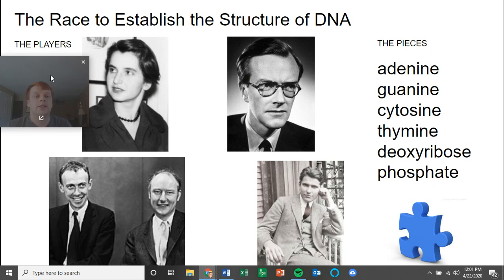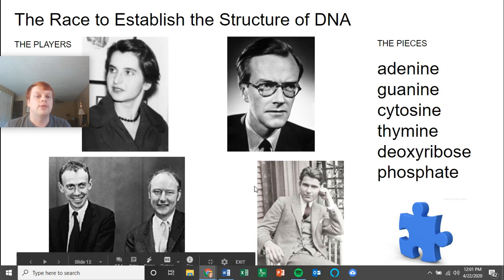Now, you guys got a pretty in-depth intro to this structure of DNA establishment. You know about Rosalind Franklin, Maurice Wilkins, Chargaff, everyone who was involved in the process. And hopefully you also learned a little bit about these pieces, but we'll go into more detail with them later.